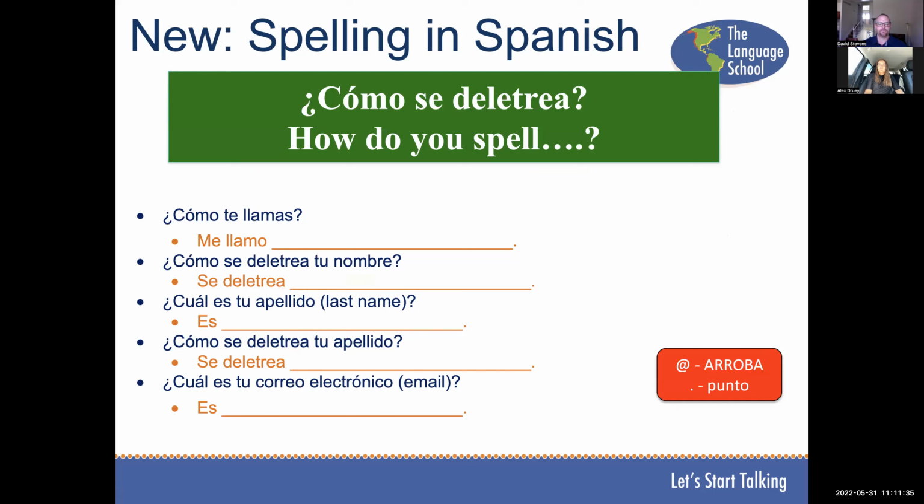¿Cómo te llamas? Me llamo Alex. ¿Cómo se deletrea Alex? A. L. E. X. Muy bien. ¿Cuál es tu apellido? So what's your last name? Oh, Drewy. Drewy, okay? Me llamo Drewy.